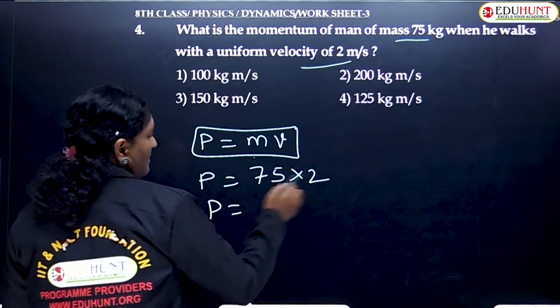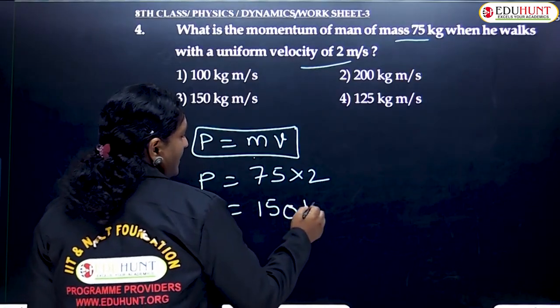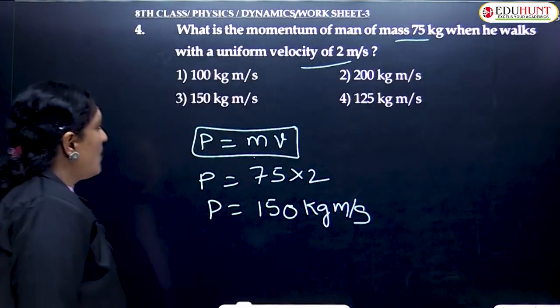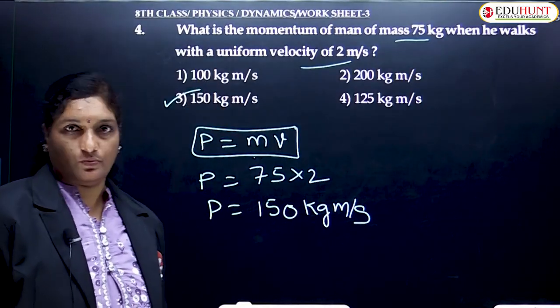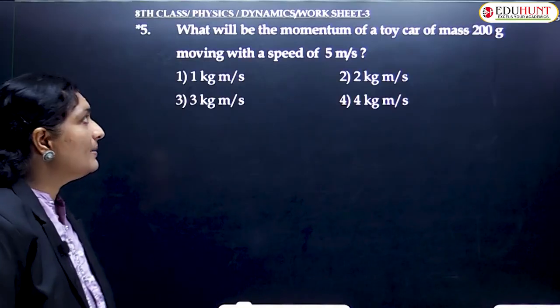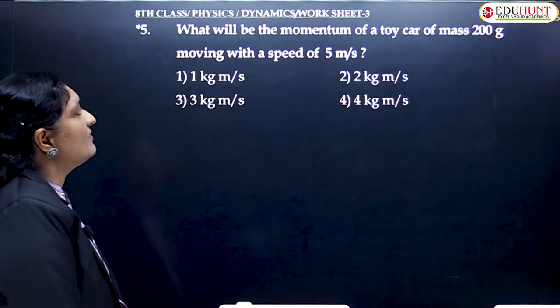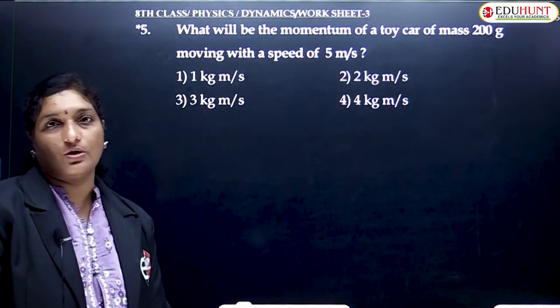Hence the momentum is equal to 75 into 2 is 150. What is the unit of momentum in SI? Kg meter per second. So 150 kg meter per second. Third option must be true. Okay, next. What will be the momentum of a toy car of mass 200 grams moving with a speed of 5 meter per second? Again, mass is given and speed is also given.